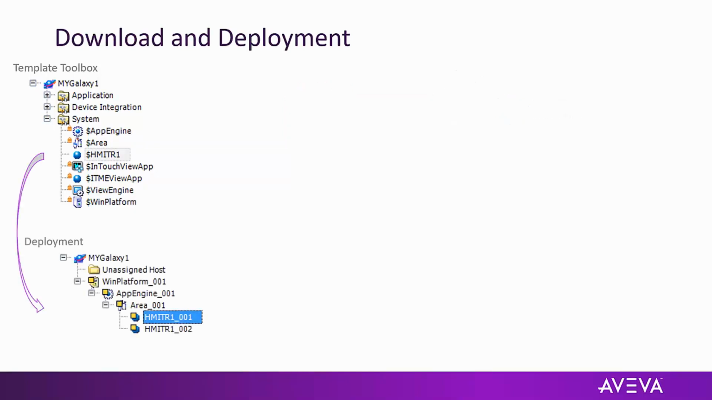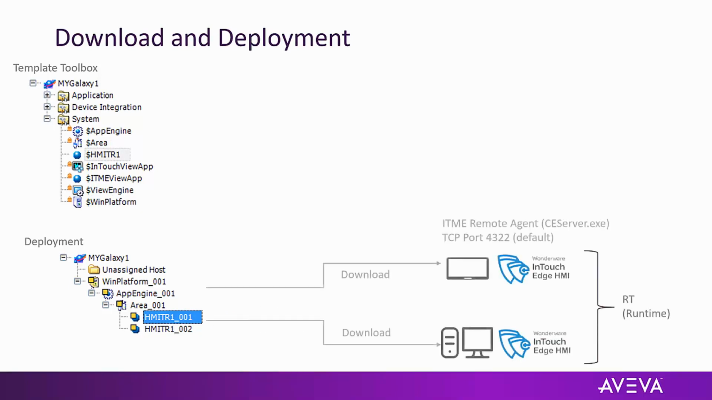Then you just drag this derived template of the object to your Galaxy deployment and deploy the instance or instances of this object on each one of your platforms and engine. Then you can double-click on the deployed instances of the object and use the commands on the object to download the application to the actual runtime stations where you want to run InTouch Edge HMI.